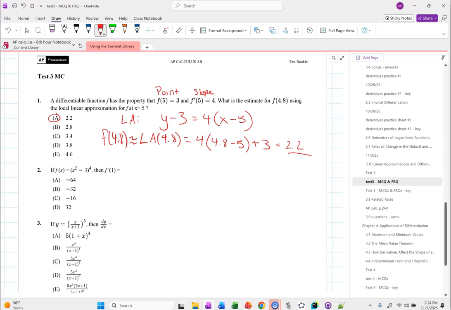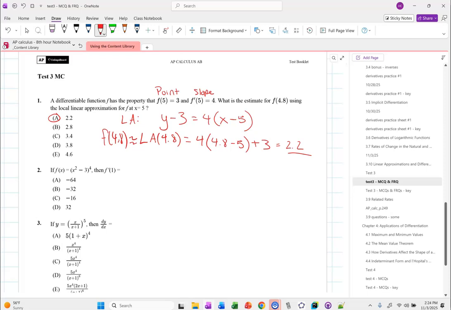Now, if you're given more information, they could ask what the error is between your estimate and the actual value. You need more information than is provided in this problem, because you actually need to know what the y value for 4.8 is. But if you just look at the difference between your approximation and the actual y value, that's your error. That's all we're talking about.